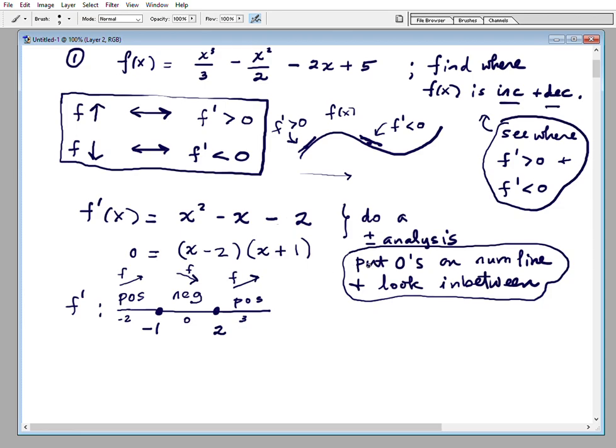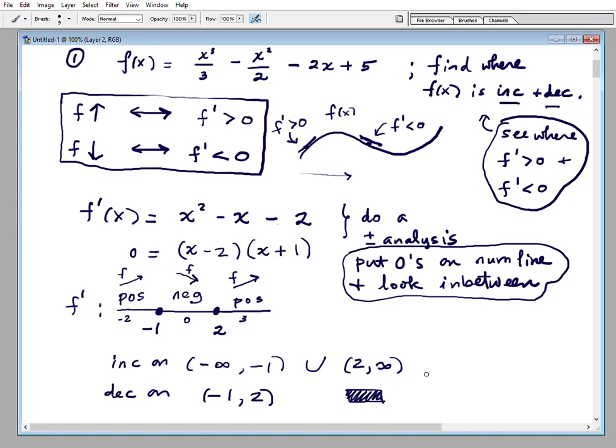Okay, so we wanted to know where it is increasing, decreasing. So we could say increasing on this interval, which would be minus infinity to minus 1, and also this interval, 2 to infinity, and decreasing in between, minus 1 to 2. Okay. All right. Okay, so that's our first example.